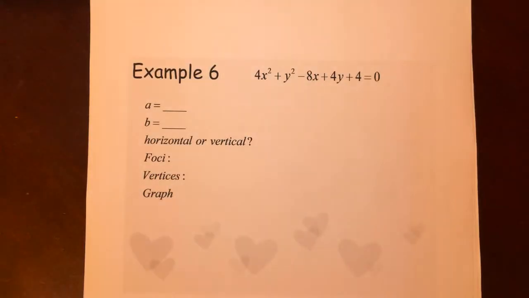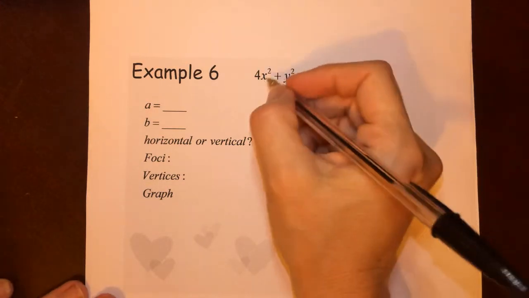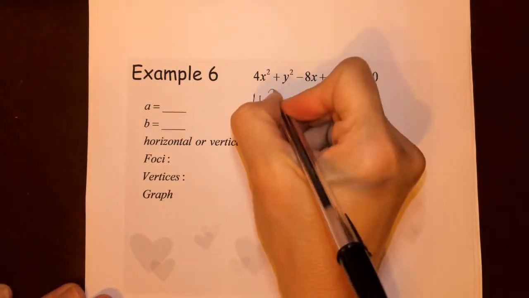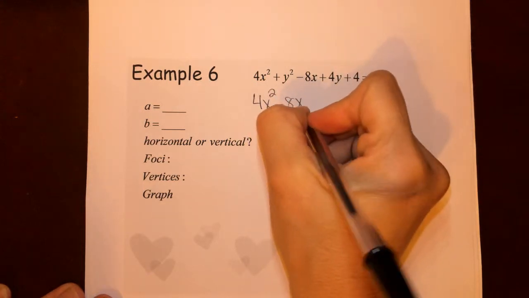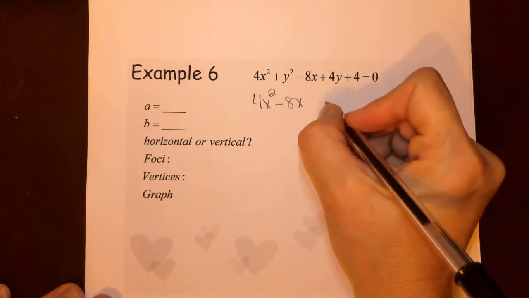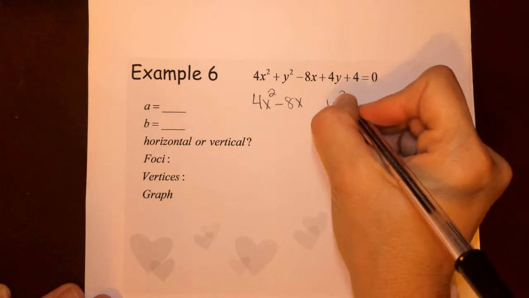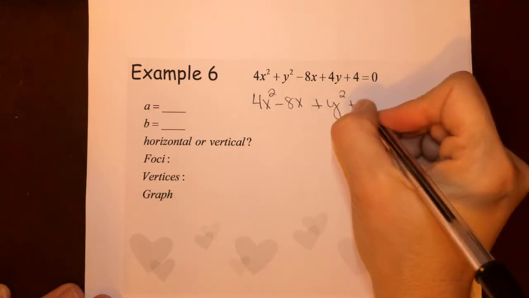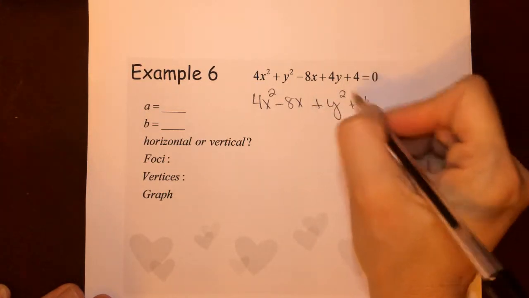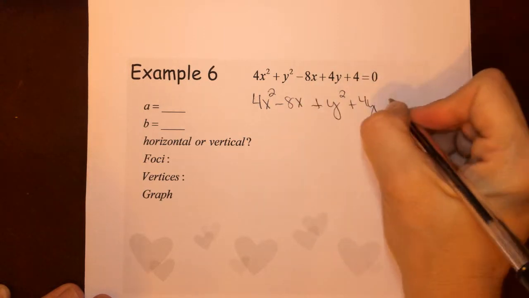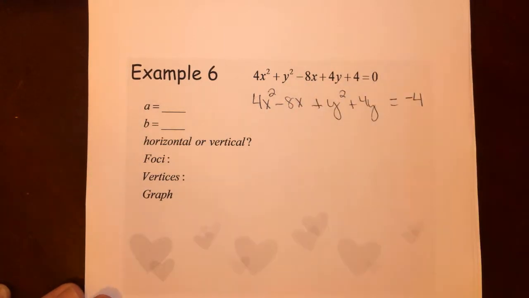Alright, last one we're going to do is one where we have to complete the square. So when you're completing the square for the ellipse, the first thing you're going to do is put all your x's together, and then you're going to put all your y's together. So my x's, I have 4x squared minus 8x. And then I'm going to go put my y's together. I've got y squared plus 4y. And then this term that doesn't have an x or a y, I'm going to move to the other side. So it moves over, becomes a negative 4.